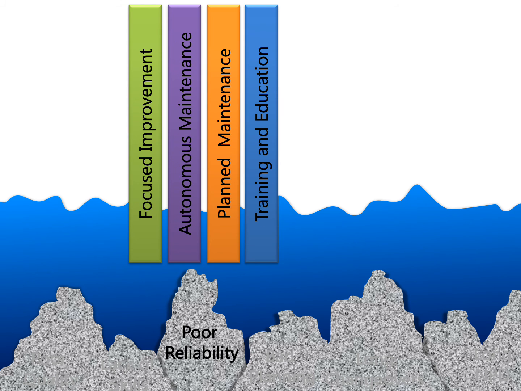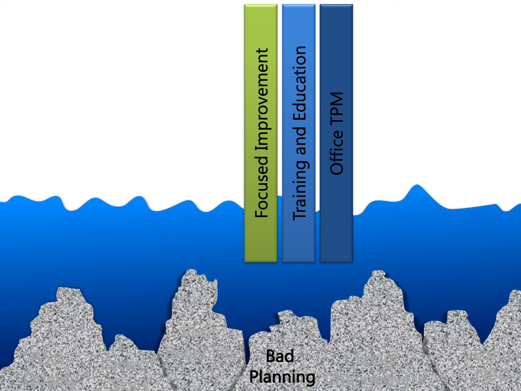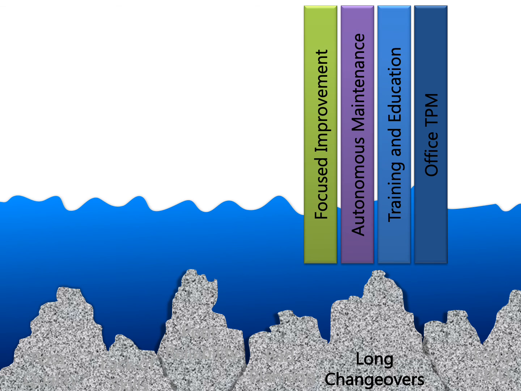For poor reliability, and reliability being a critical focus for TPM with the ambition for zero breakdowns, this is usually attacked with a combination of focused improvement, autonomous and planned maintenance, and training and education. Moving away from the physical production process, perhaps planning is an issue. Then deploying the office TPM pillar with focused improvement and training and education might be the right combination. Long changeovers can be a challenge for many organisations. Driving their improvement through focused improvement, autonomous maintenance, training and education, and the Office TPM pillar can often yield great results.